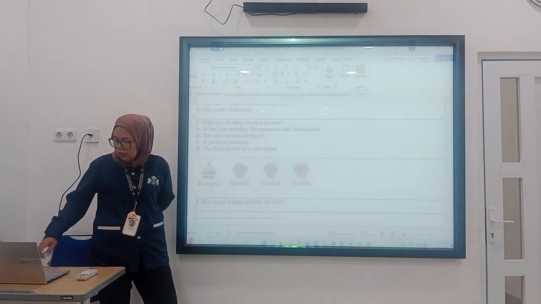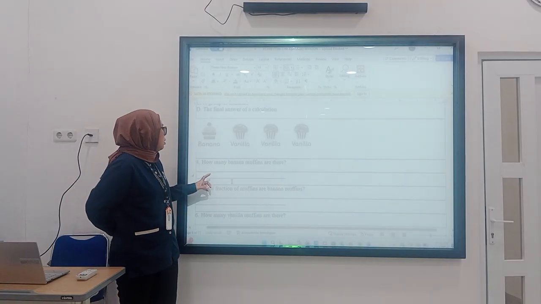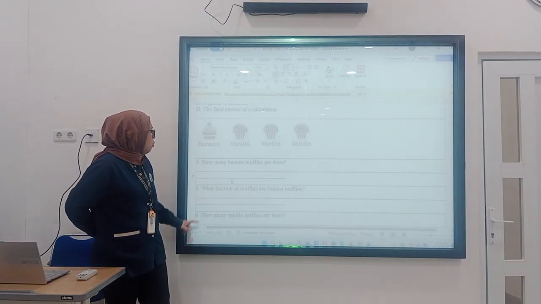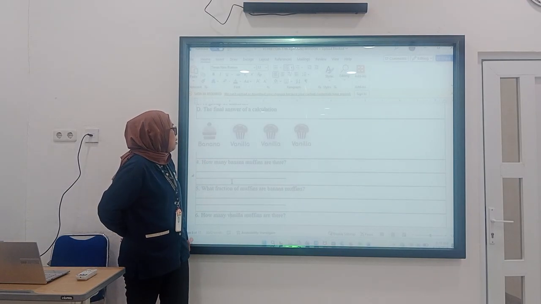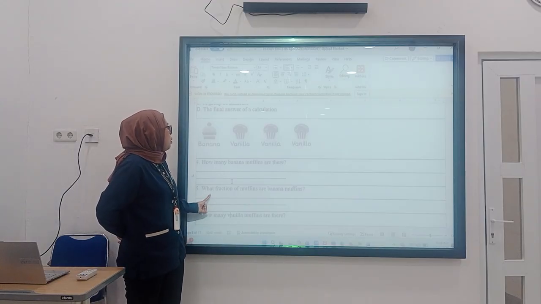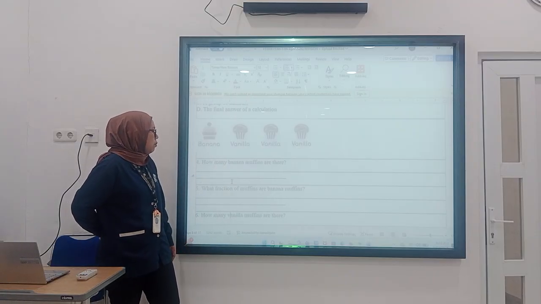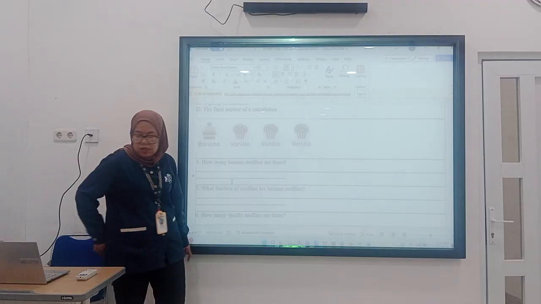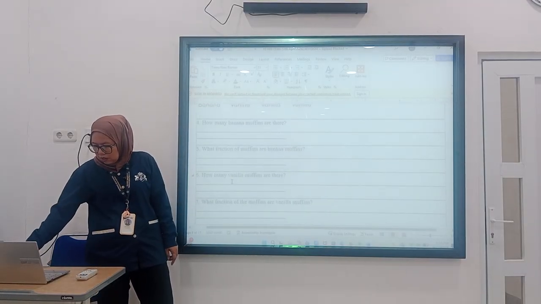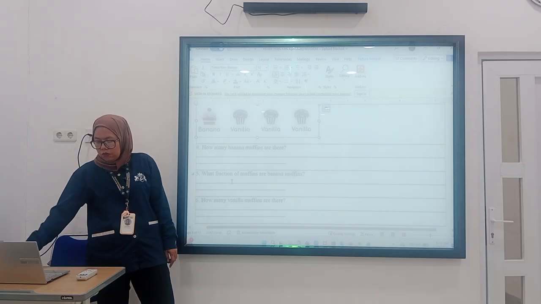And then after that, number 4, how many bananas are there? So the answer is 1. And then what fraction of the muffins are banana muffins? This is 1/4. And then how many vanilla muffins are there? 3. Number 7, what fraction of the muffins are vanilla muffins? So there are 3, so 3/4.